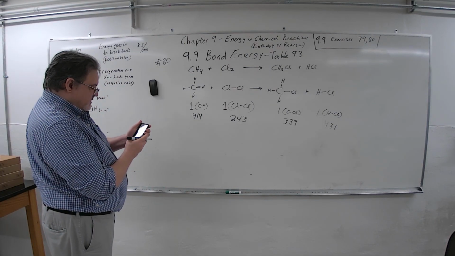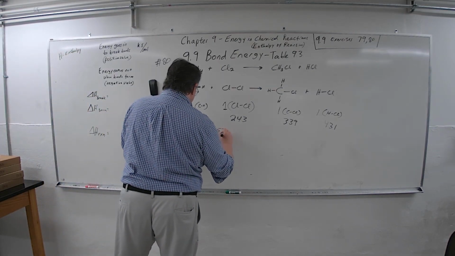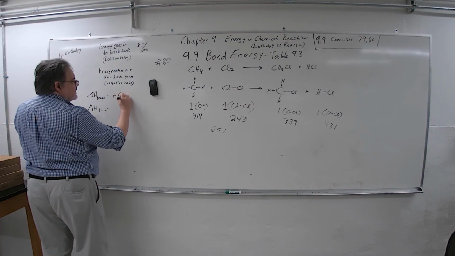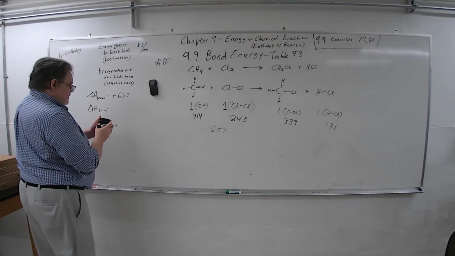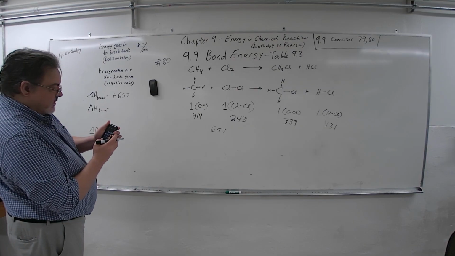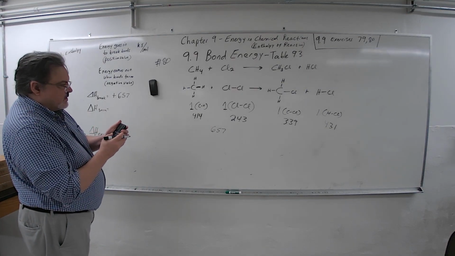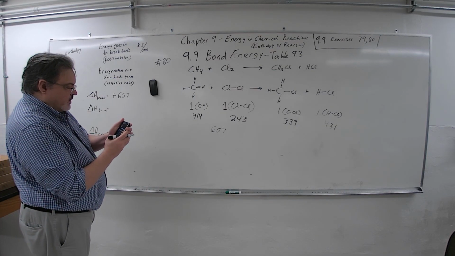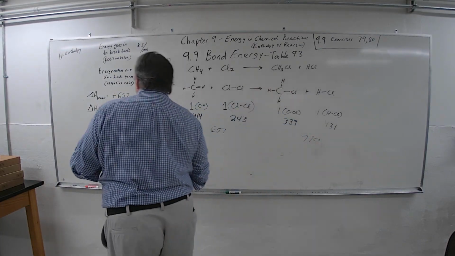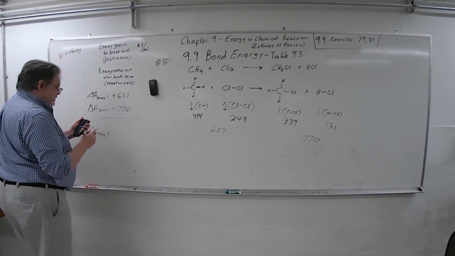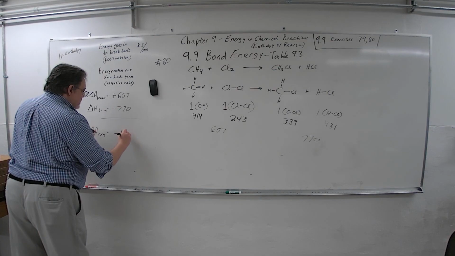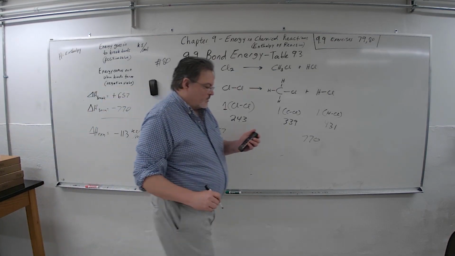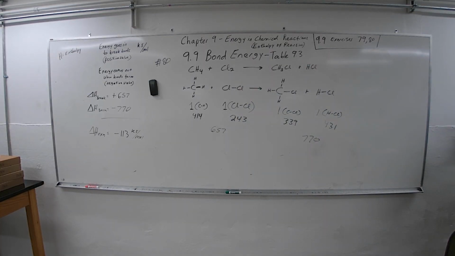Four fourteen plus 243. Times 339 plus 431. 657. I got exactly that.